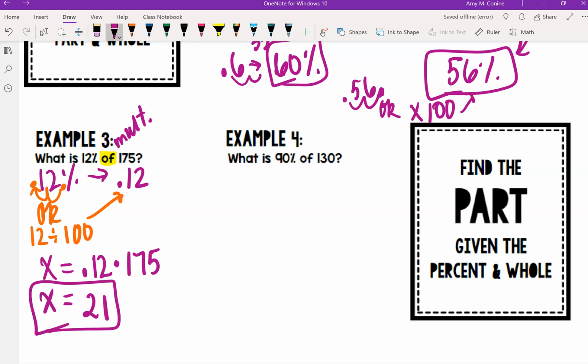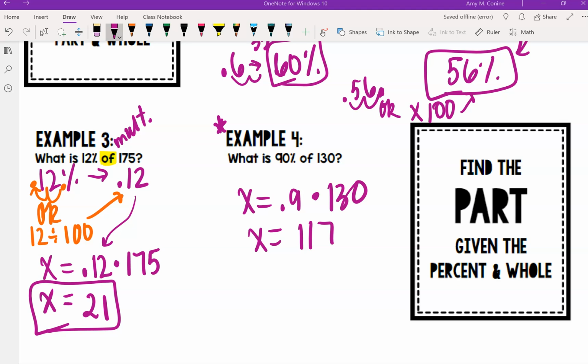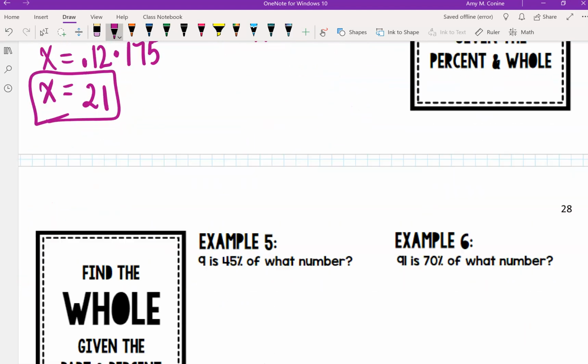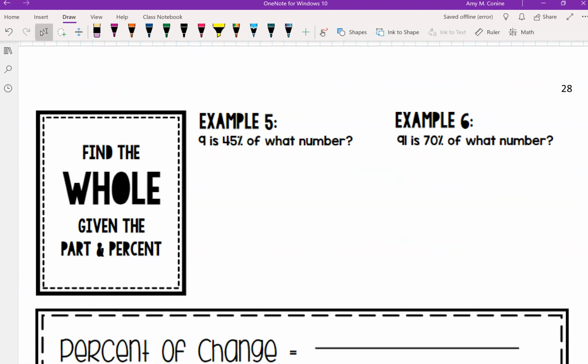Okay, so you need to convert to a percent first, or convert to a decimal first, I'm sorry, and then you're going to use that decimal to find your answer. So I want you to go ahead and do example 4 now. Okay, so 90% of 130, remember 90% as a decimal is 0.9, so that's where the 0.9 comes from. Of is multiplication, so 0.9 times 130, you should get 117. Remember, if you have any questions, you need to be asking in class, so write them down so you remember.